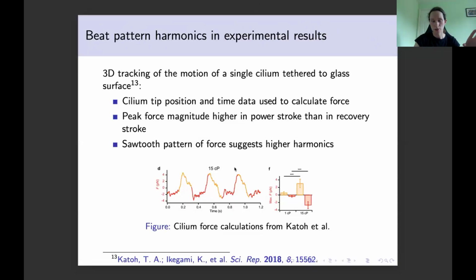These are just some experiments on a single cilium, looking at the beat of a single cilium and making some estimates of what the force is, to try and say, well, what should the beat pattern look like? And that's something that can be different for different organisms.